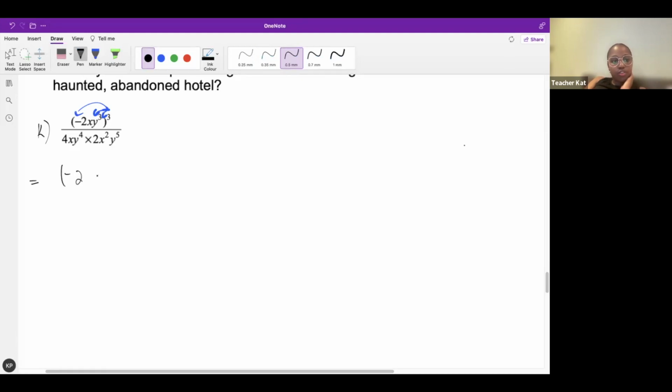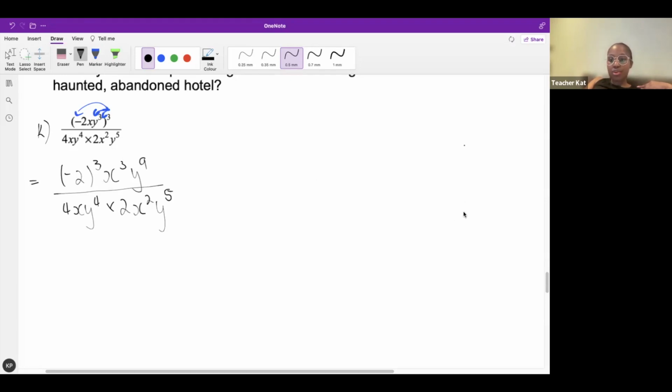So this is -2 cubed, x cubed, and y to the power of what? We're in my numerator. 9. Thank you very much. The 3 times 3 is 9. Over 4xy to the power of 4 times 2x squared y 5.